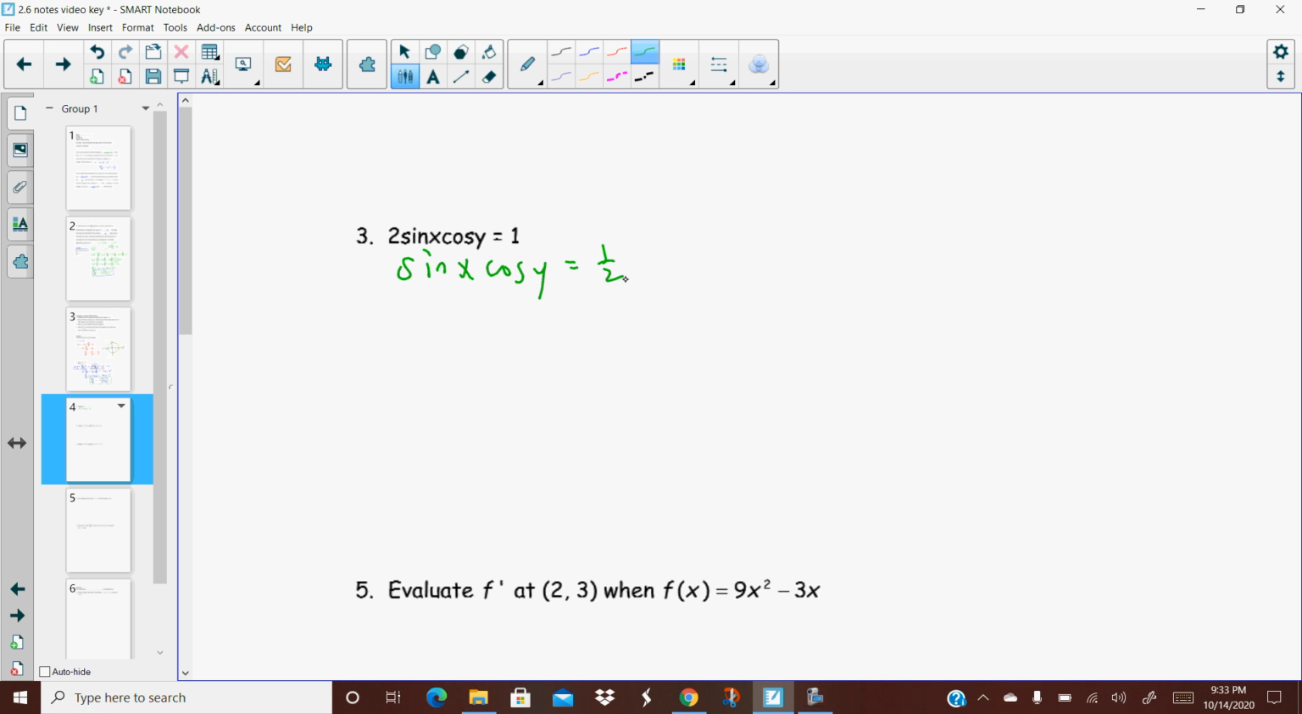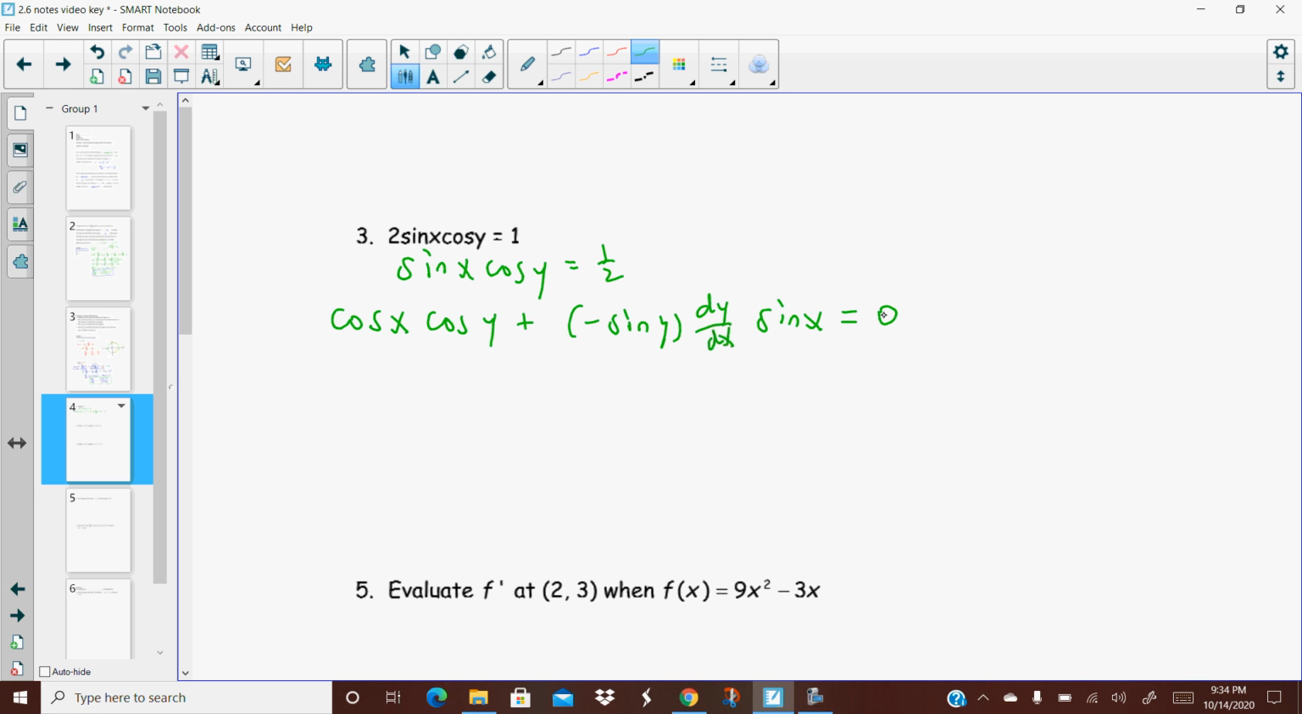So we're going to have a product of sine x cosine y. So the derivative is going to be the derivative of the first, which is cosine x, times the second one, cosine y, plus the derivative of cosine y. The derivative of cosine, of course, is negative sine of y. And then the chain rule applies. Now the derivative of the angle y is dy over dx. And then times the first term, sine of x, equals the derivative of the right side, which is 0.